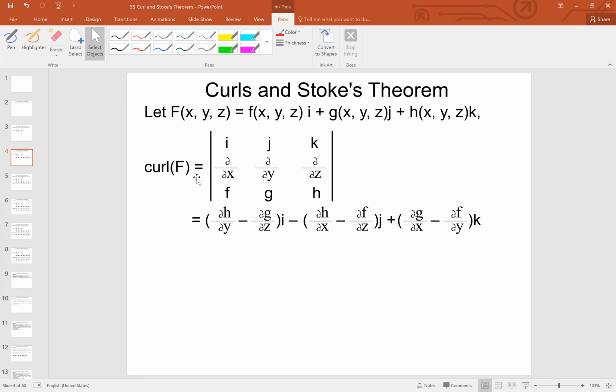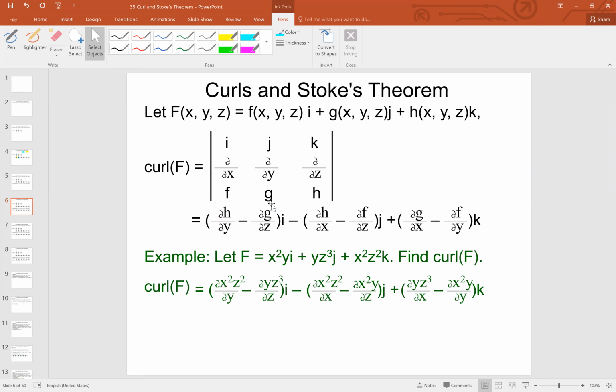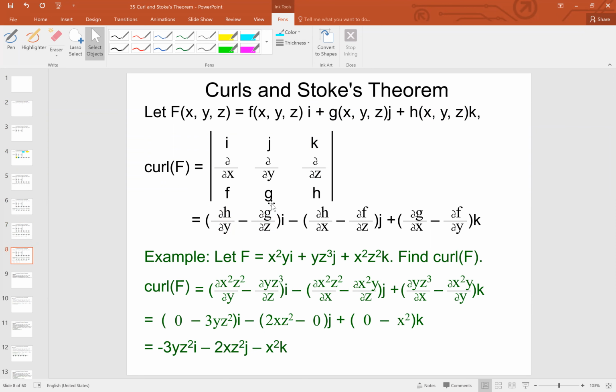But for us, by the way, this is what happens if I expand the operations. Basically, you take the partial of h with respect to y, subtract the partial of g with respect to z, and then you do this for the i, j, k components, and you get this vector field. So here are the calculations, and then we get this vector field.